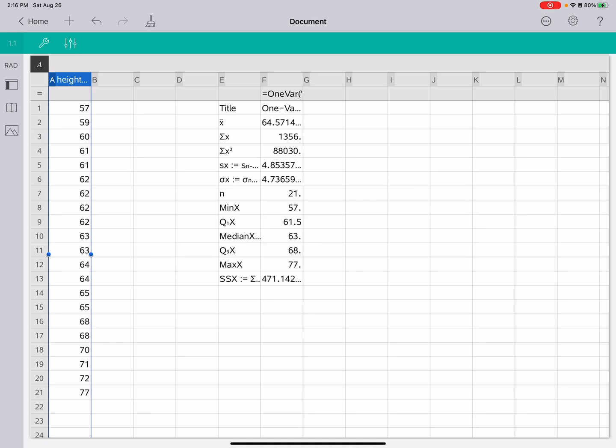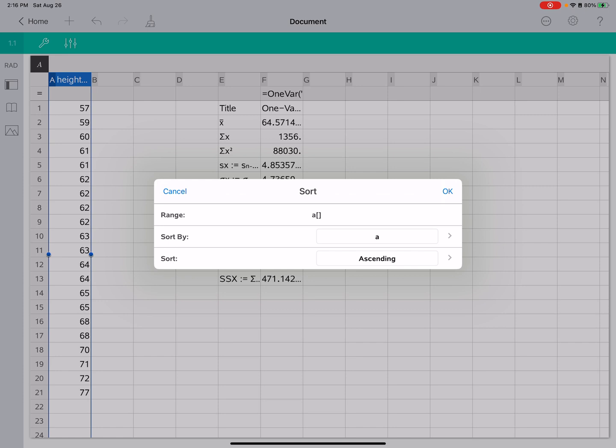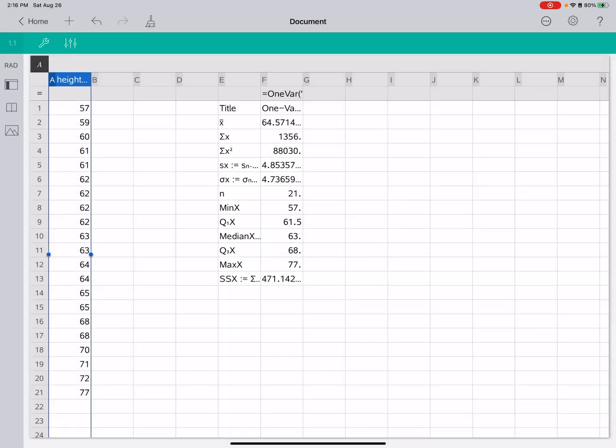Okay, so I went ahead. Oh, mine did not sort. Okay, I'm going to try one more time. Menu, Sort. And, oh, Range, I got A, ascending, go. Oh, there we go. Okay, it's sorted. I guess it was sorted before.